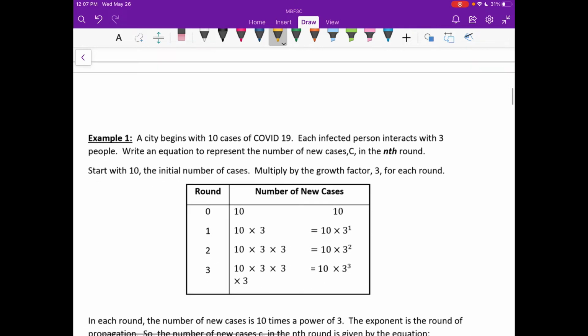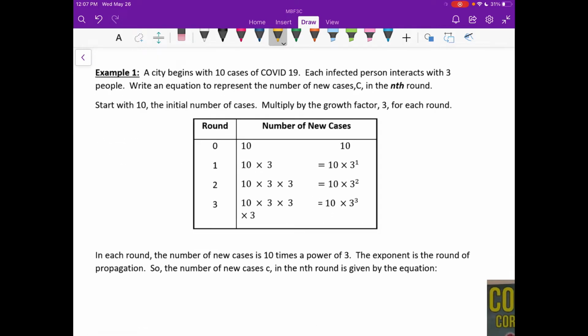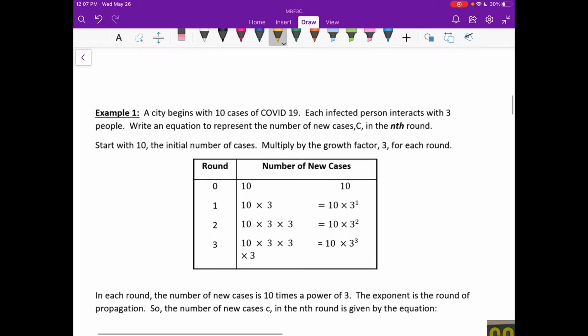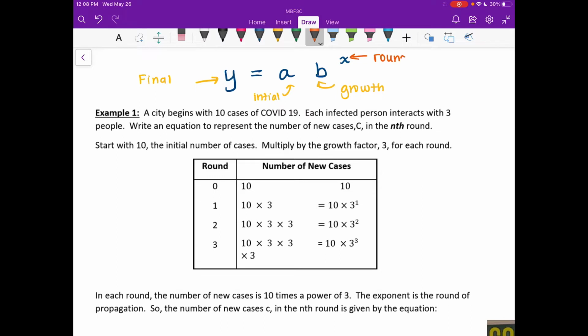Okay, and honestly, the best way to do this is always to just do the math. So I'm just going to go back in here and I'm going to write our equation out for ourselves. So a is the initial value, b is our growth factor, and x is the number of rounds, right? So this is our final amount. This is our initial value. This is our growth factor. Right, and then this is our rounds or propagation or periods, whatever you may call it.